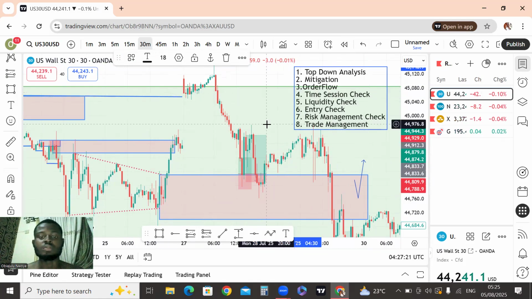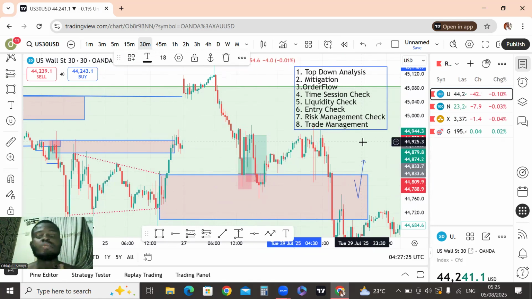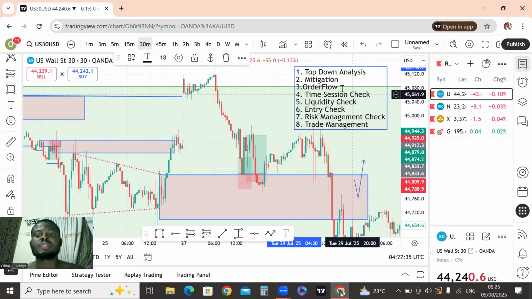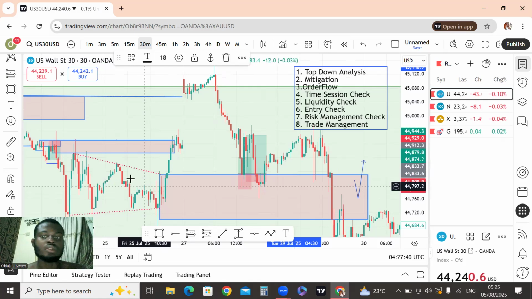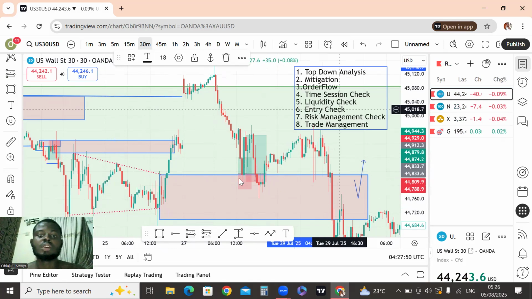Then time session, because I normally trade from 8 a.m. to 4 p.m. I took this trade around 2:30. Then liquidity, the structural liquidity here, you see, in the form of an asymmetric triangle.